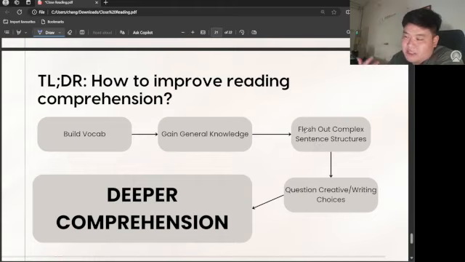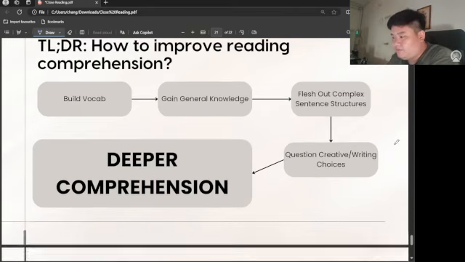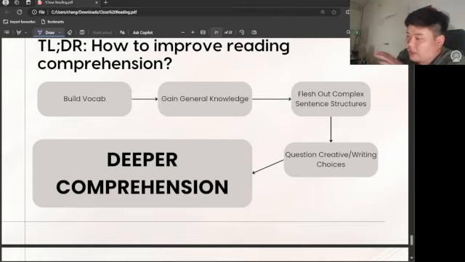Flesh out complex sentence structures. So as I demonstrated earlier, break it down using all those markers. Question certain writing choices or certain creative choices. That's how you get the subtext or even just an understanding of the form of the writing itself. And once you can achieve all these things, then you can achieve deeper comprehension.